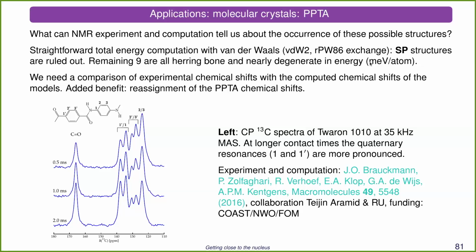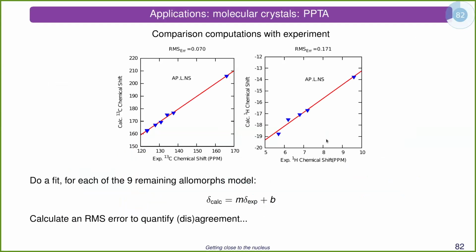You are at the milli-eV per atom region. Which one is going to be there in the actual fiber material? And there you need to compare your experiments with your calculations. And you can do that. You can do it for all the models that you have. You can take the calculated ones, you can take the experimental ones, do the fit, and see how good this fit is. Here it is for one model, but you can do this for all 9 models. And you get M and you get B.